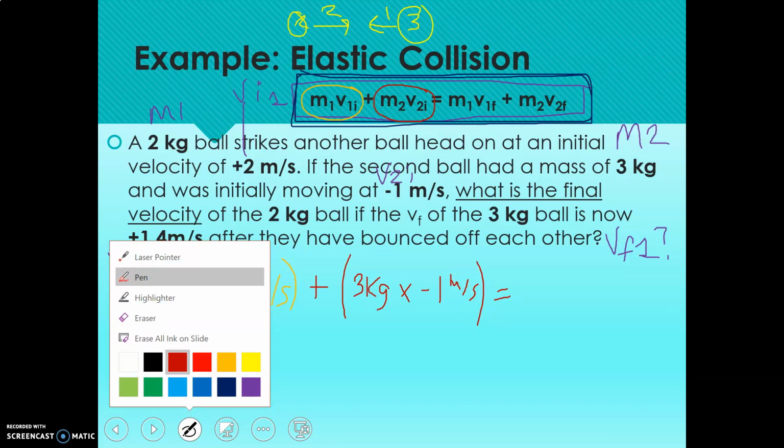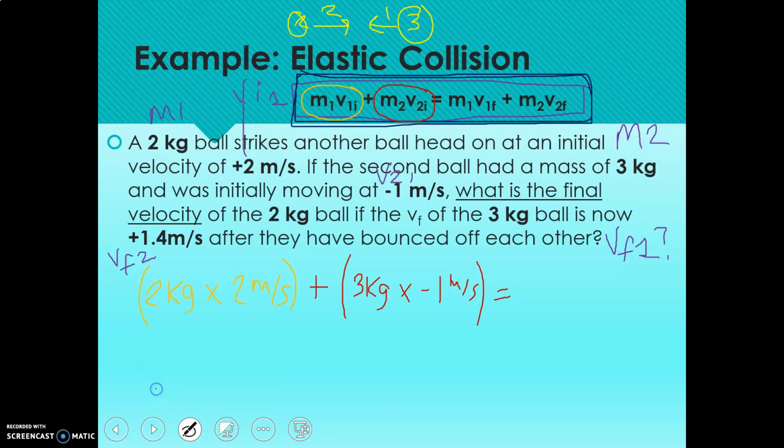okay, so now we're going to start looking at the final. So what happened after they collided and they bounced off of each other? The mass of object 1, again, was 2, times what was the final velocity of object 1? Well, remember, it's asking what is the final velocity of the 2 kilogram ball. That's what we're looking for. So I'm just going to leave a big V there and know that I have to solve for it.